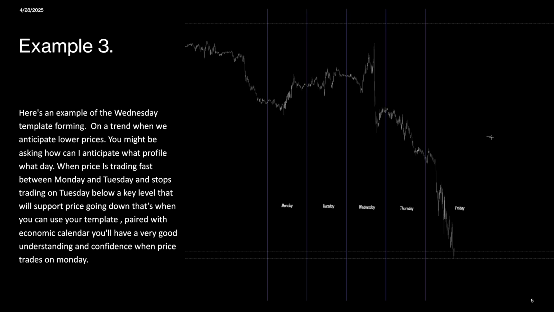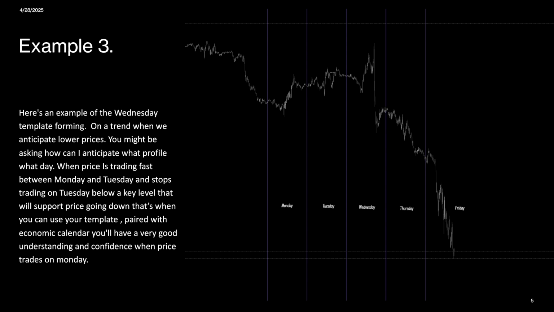All right, example 3. This is a bearish week, and I know we're in bearish prices. We've been in bearish prices a lot this upcoming months. Here's an example of the Wednesday template forming on a bearish week. So, on a trend when we anticipate lower prices, you might be asking, how can I anticipate what profile on what day? When price is trading fast between Monday and Tuesday and stops trading on Tuesday below a key level, look at Tuesday. There is a key level for me up here, and I'm sure there's one for you up here, but I would tell you to go back in price action and look at that. Don't take my word for it, you'll see it yourself.